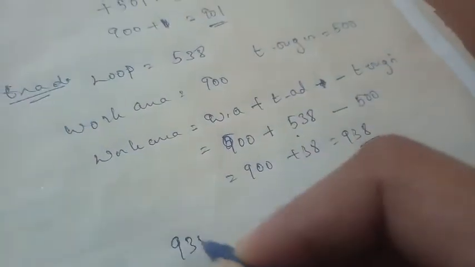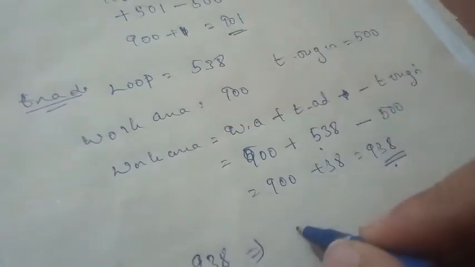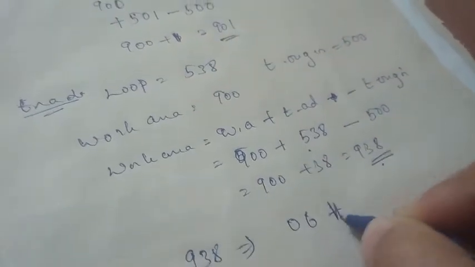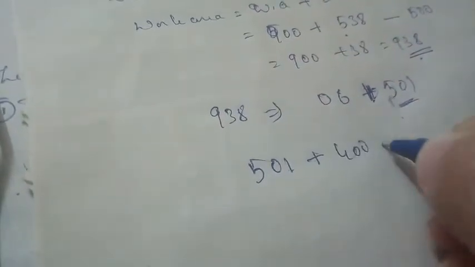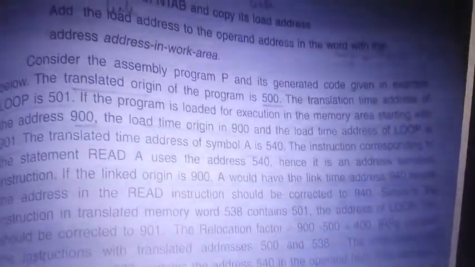So you got the work area. In that work area 938, you have the object as 061501. You have an operand field as 501. That operand field should be added with the relocation factor, then it becomes 901. It means you are pointing to the loop at 901, not 501. So this is how the relocation works. Clear?